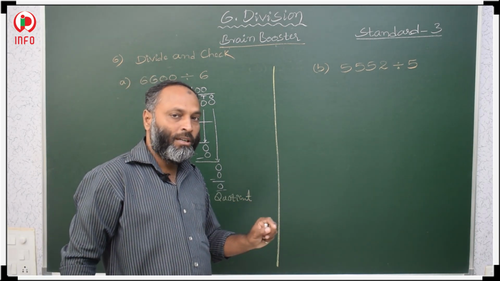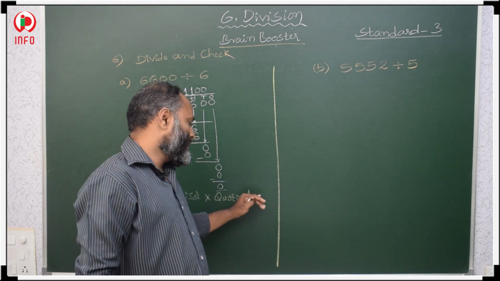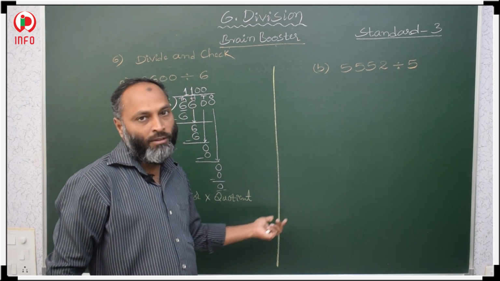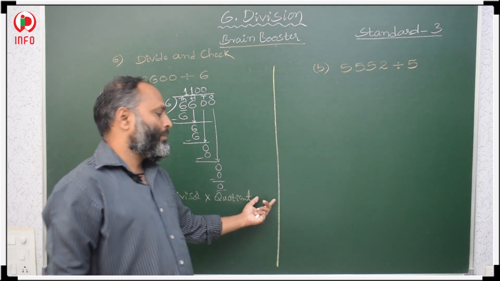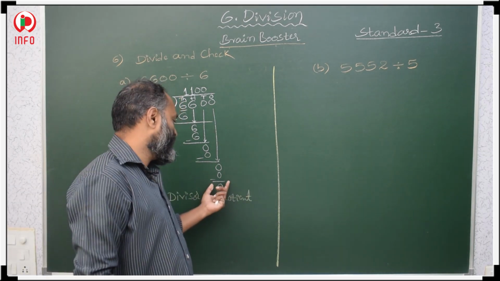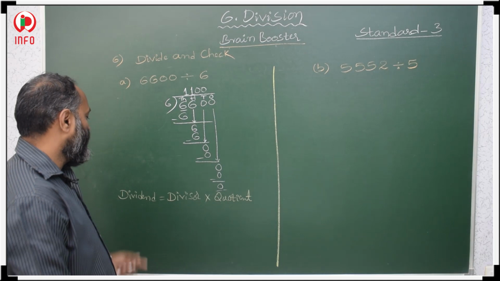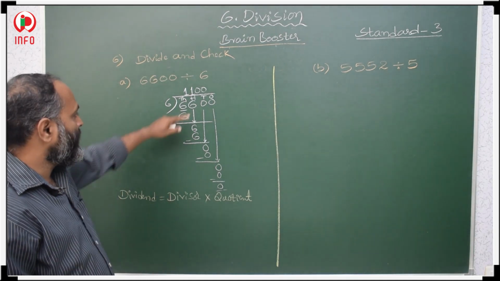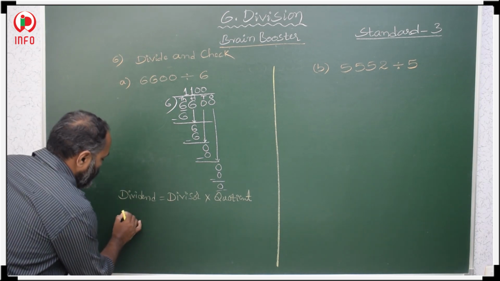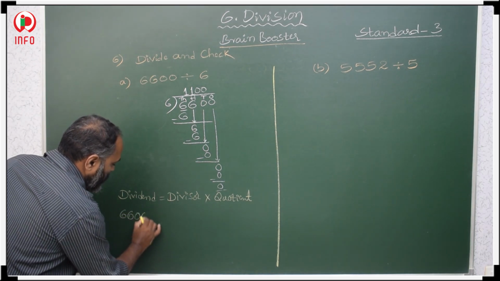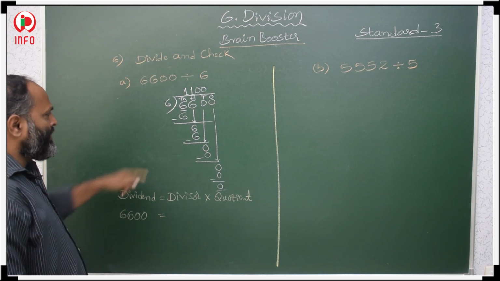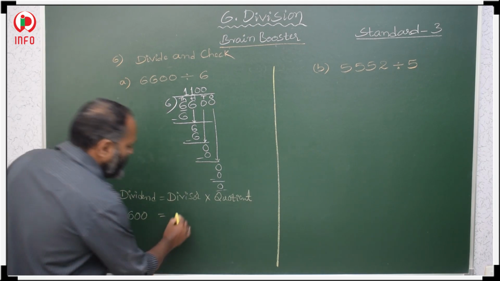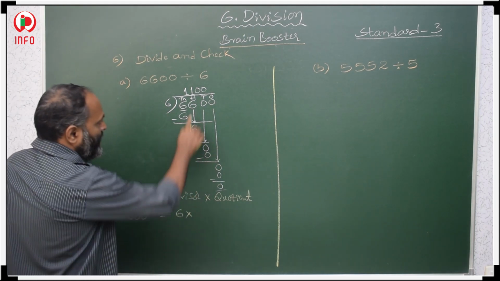Here there is no remainder, which means nothing is left, 0 is there. If we add plus 0, you will get the same thing. That is why no need to take plus remainder when your remainder is 0. Okay. Then dividend is equal to divisor into quotient. What is your dividend? 6600, that is your dividend, is equal to divisor. What is your divisor? 6 is your divisor, and what is your quotient?